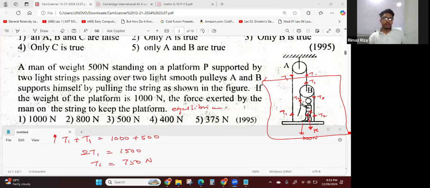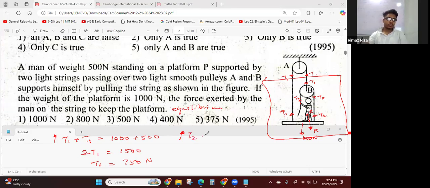So then here we want to find this T2, the force exerted on the string. So what we can do is consider the force balance of this man. I consider the man and apply force vertically upward. So what are the forces acting on the man? The man pushes the string downward, therefore the string pushes the man upward, T2.